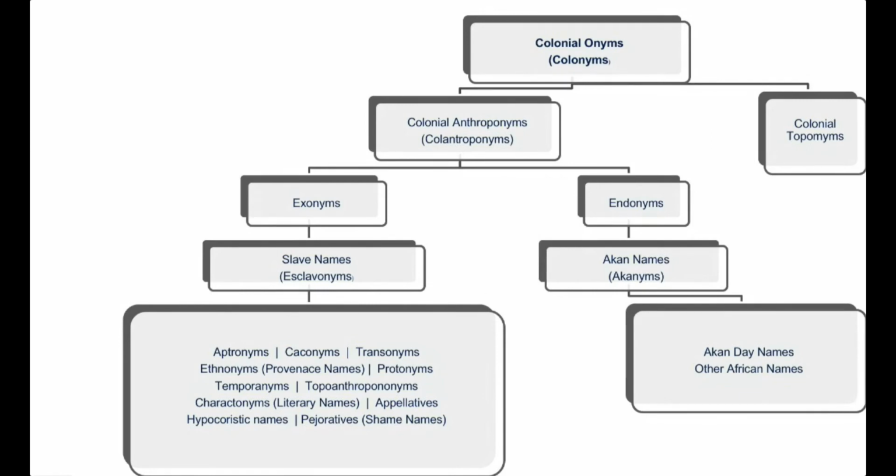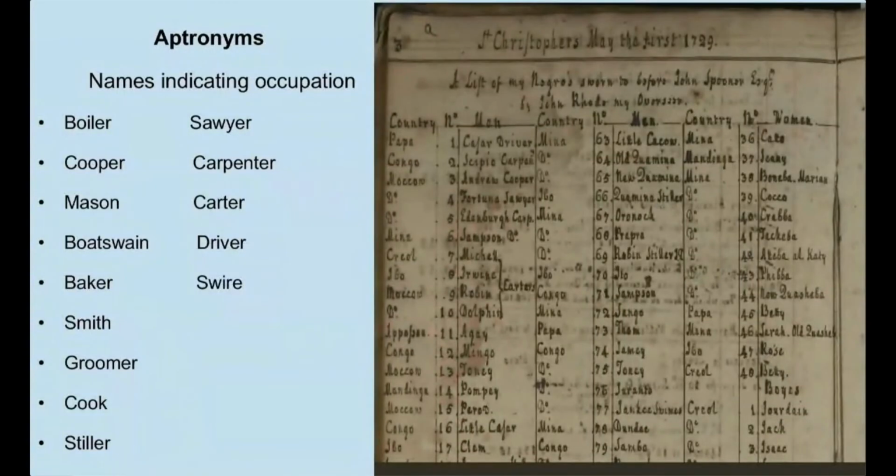The Akan names, or the endonyms, are a simpler group to deal with because the bulk of data is not that large. There are the Akan Day Names, which are a set of 14 special names, and then there is a combined group of other African names. But the exclavonyms, or the slave names, I have many, many taxonomies. I'm just showing 12 of them here, so we can go through very quickly.